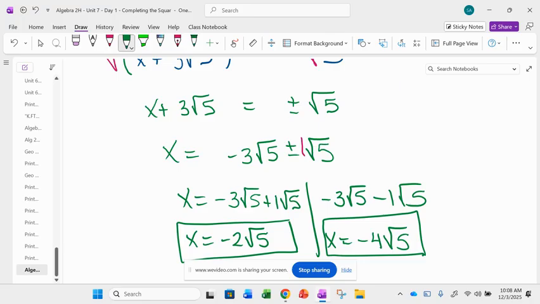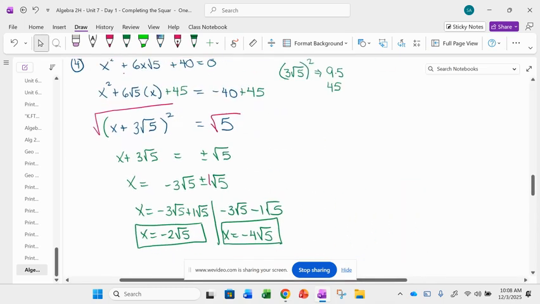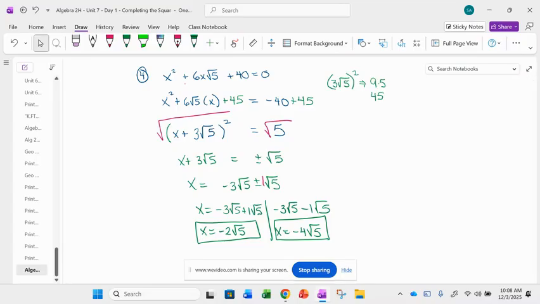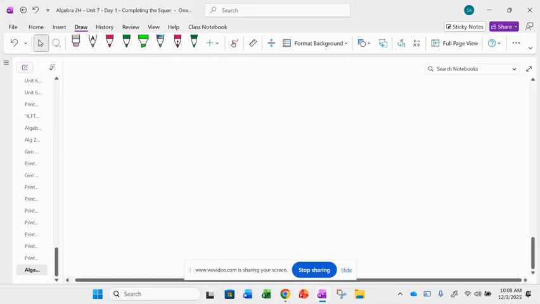Okay, let's talk about what happens when we have a leading coefficient. Here's number 4, in case you're still copying. Anybody still copying this one? We're okay? Bathroom? Yeah. All right.